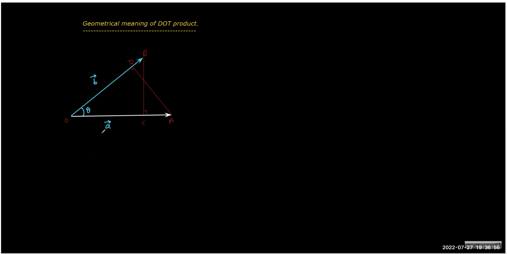So in triangle OBC, can you tell me what is OC value? OC is OB cos theta. And what is OB in length? Which is the length of the B vector. So OC we can write as B cos theta. Am I right?